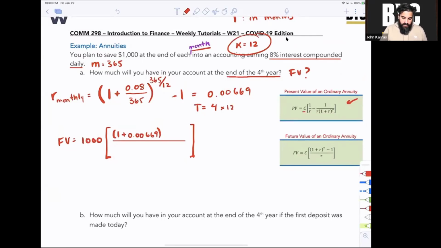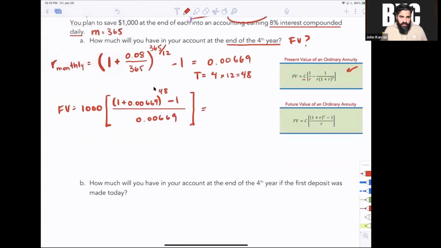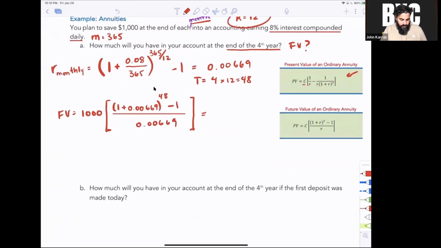Sorry, my screen froze for a second. Hold on, there it is. Okay. So again, I got 56,382.28. Let me know if you got the same or different. If you got different, click no. Maybe I got it wrong.